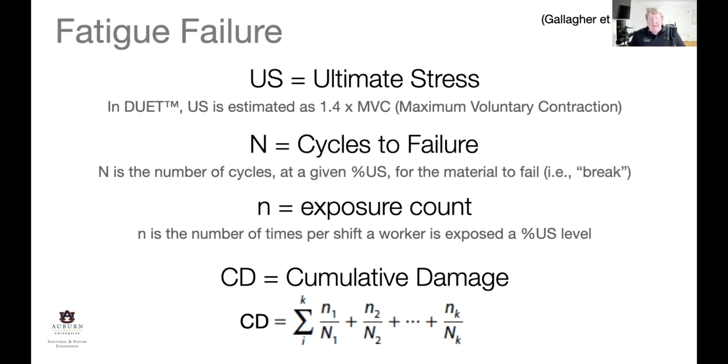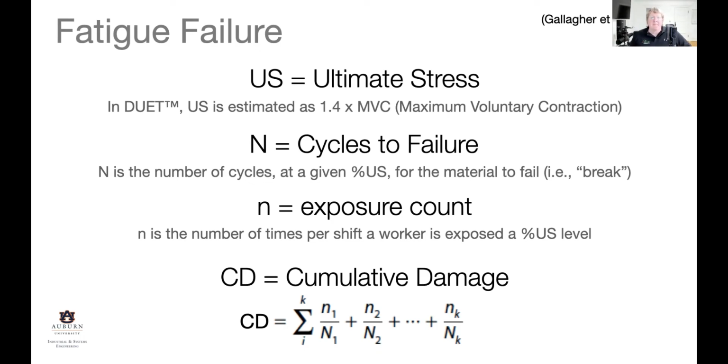Okay, now I wanted to use Dr. Gallagher's fatigue failure model. So if we look at, here's the basics of fatigue failure. Some definitions. US is ultimate strength. In his DUET model, that's 1.4 times the maximum voluntary contraction of whatever force type you're looking at. And the theory there is that the tendon will break at 1.4 times the maximum strength you apply with that movement.